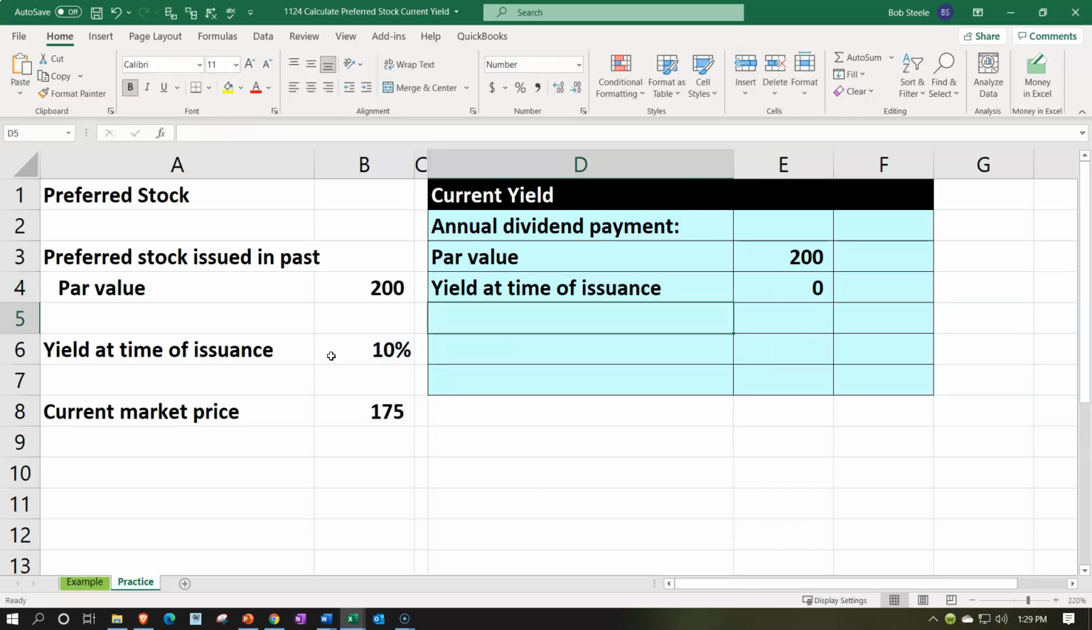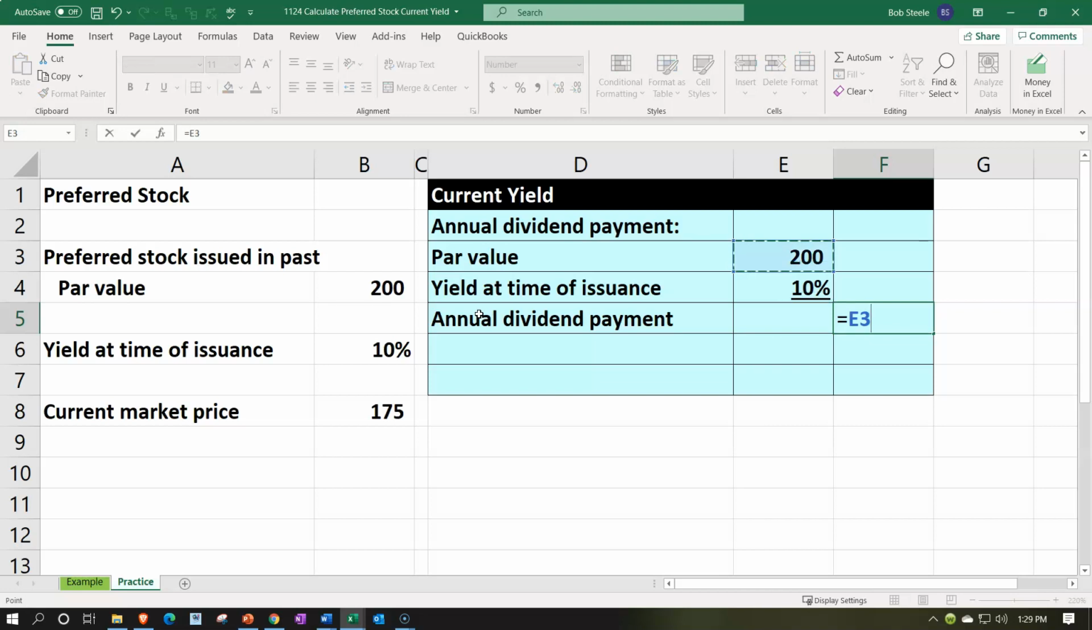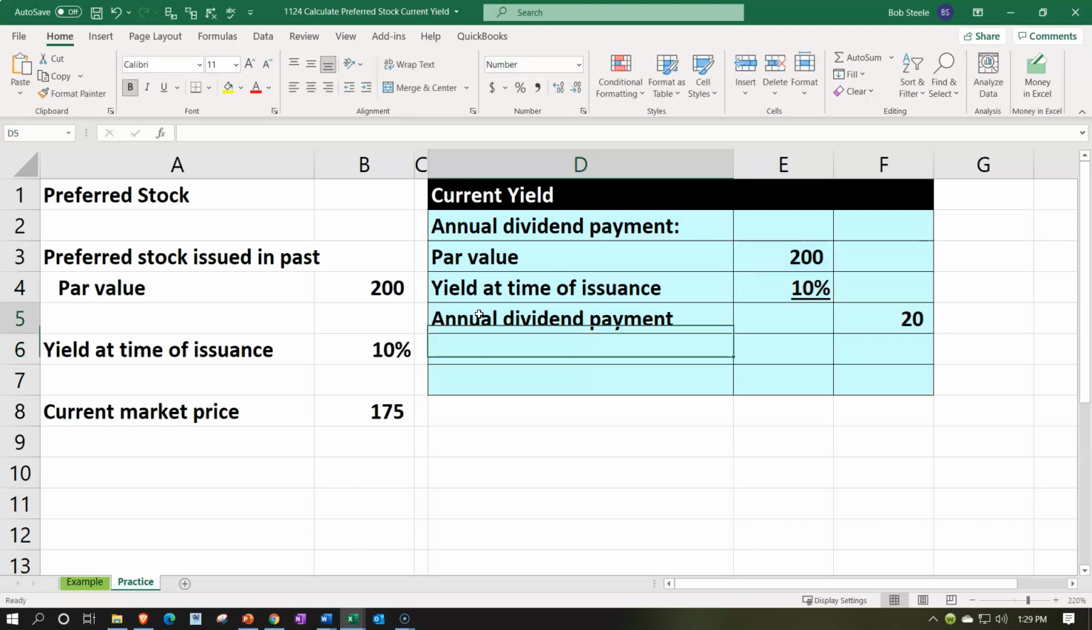Picking up the 10%, let's put a percent there by going to the number group, percentifying it, and in the font group, underline it. That will then give us our annual dividend payment, which is going to be in the outer column. I'm going to be picking up the 200 times the 10%. That's going to be the $20. Let's add some formatting here by going to the alignment and increasing the indenting, and increasing the indenting again. So there we have that.